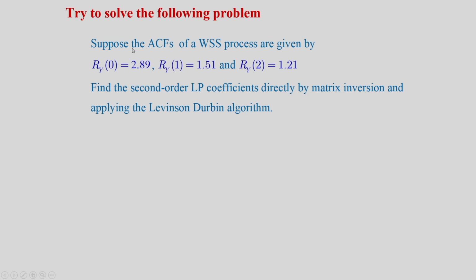Try to solve the following problem. Suppose the ACFs of a WSS process are given by Ry of 0 equal to 2.89, Ry of 1 equal to 1.51 and Ry of 2 equal to 1.21. Find the second order LP coefficients directly by matrix inversion and then by applying the Levinson-Durbin algorithm.